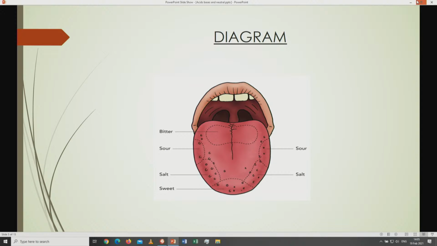This diagram illustrates a human tongue. Let's look at it. When you look at the back of it, we've got the taste buds that are responsible for bitterness. Just behind it, sour taste. The next one is where we can test salt. And just at the tip of it in front, that's where we can test substances that are sweet or chemicals that are sweet.